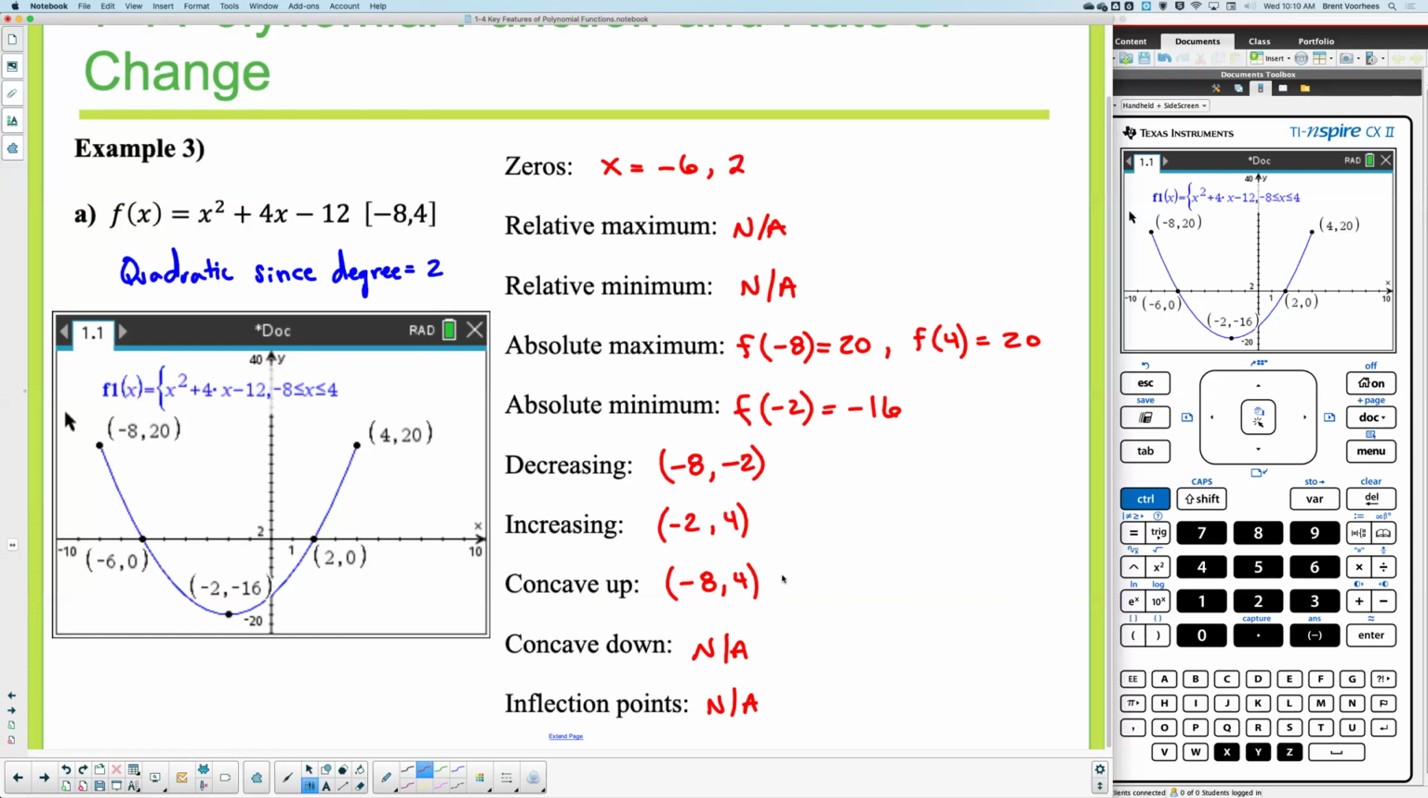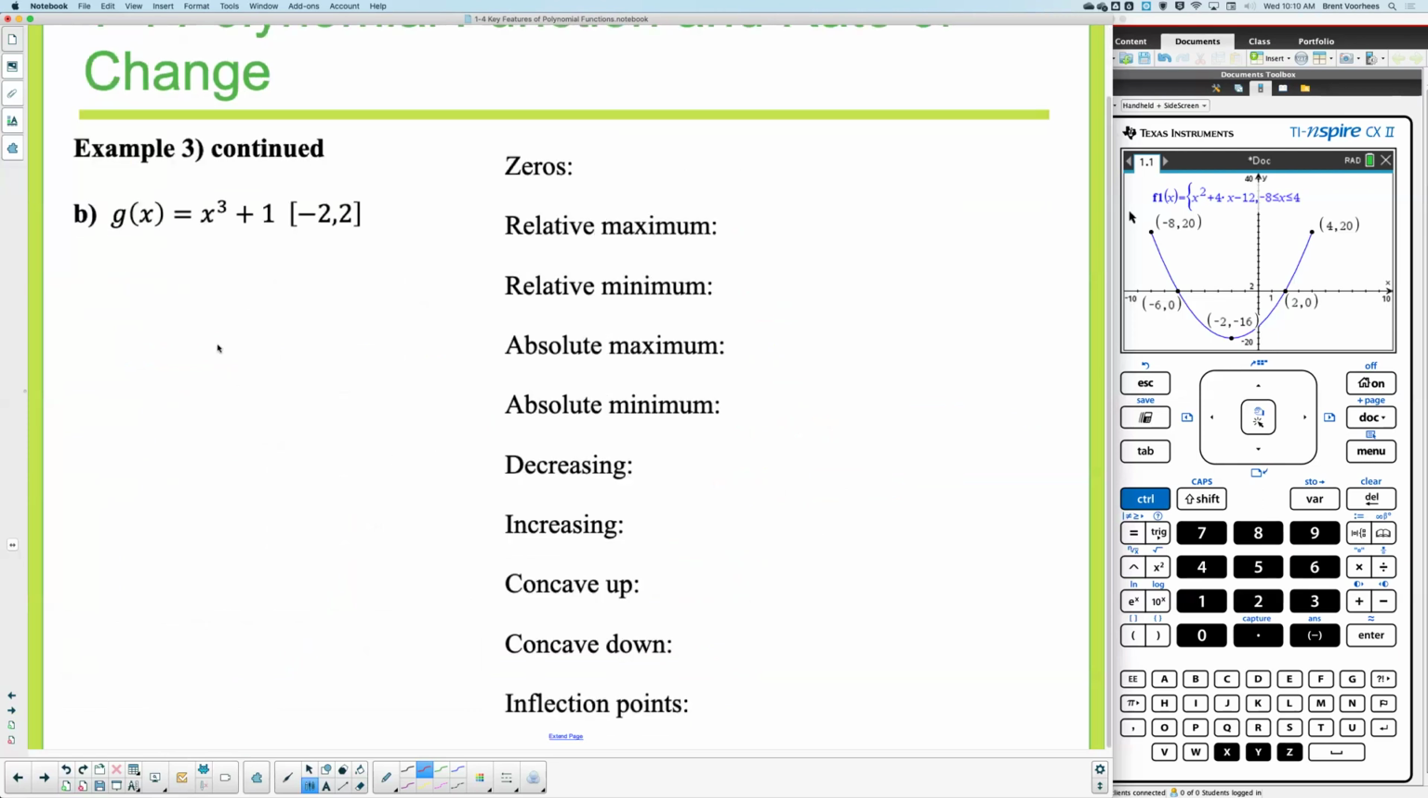All right, let's take a look at part B. What could you tell me, looking at the equation, what would you name it? Let me start with, what's the degree of part B? 3. What's it called if it's third power? Cubic. So cubic since degree equals 3.